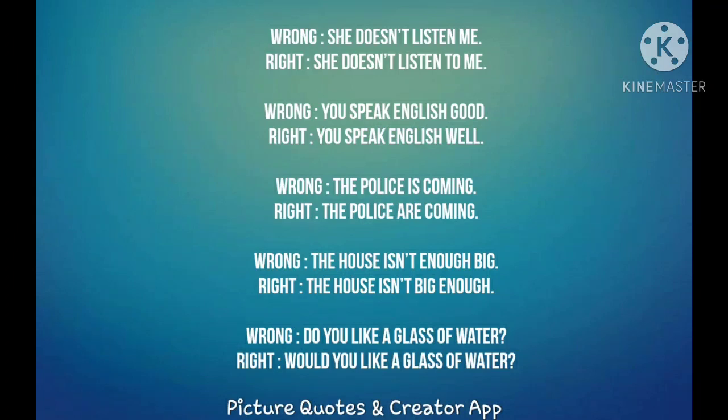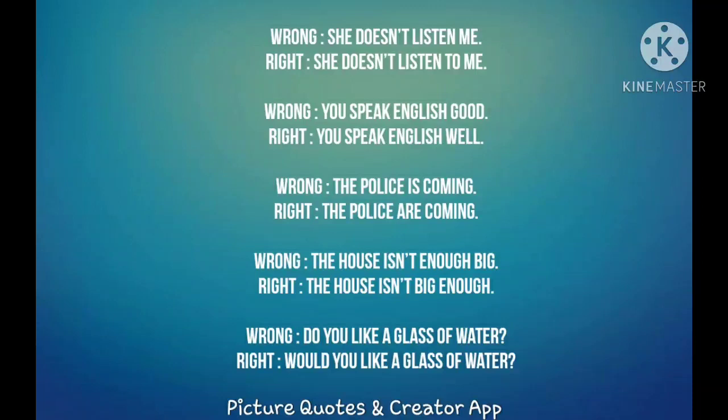And the next sentence is "She doesn't listen me." It's a common error everyone easily commits. Actually, the correct sentence is "She doesn't listen to me." So the preposition "to" is needed before the object. And the next one is "You speak English good." This sentence is also commonly used. Actually, it is not correct usage. The correct usage is "You speak English well." This is the correct way to say that.